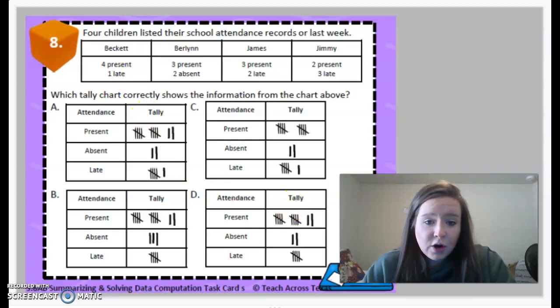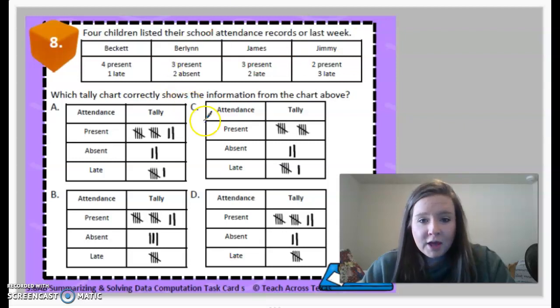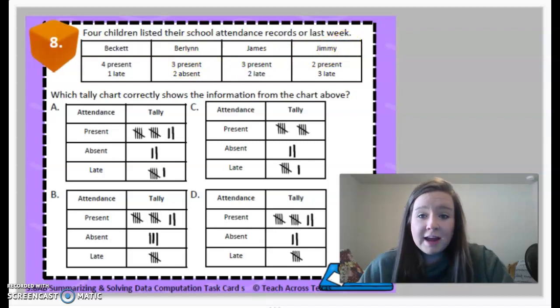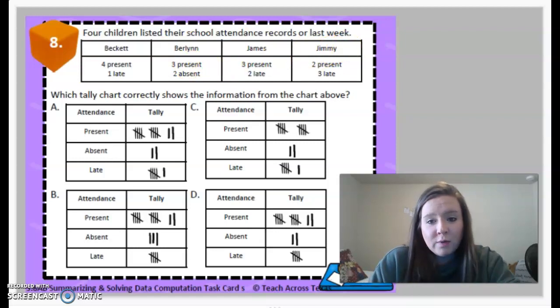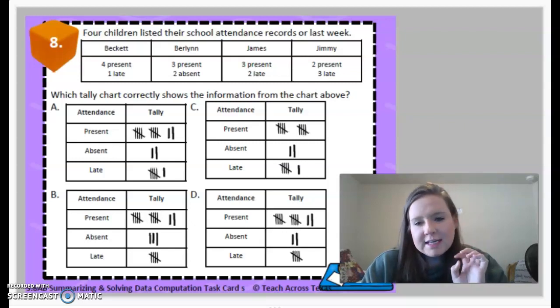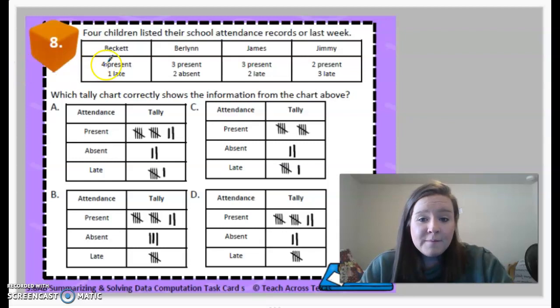So here, what kind of chart is this? Good, it's a tally chart, okay? So they give us some information up here in this graph, in this chart. And this is going to be very similar to what we saw yesterday with the pants and the shirts and the dresses and the skirt. So this is going to be really, really similar. It's just using different information and different data.